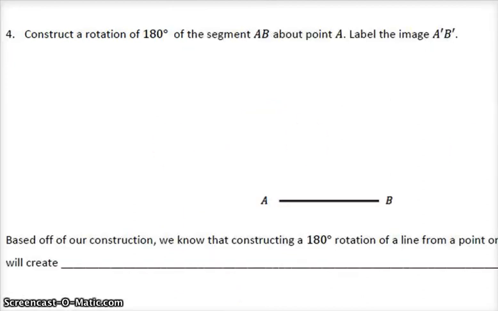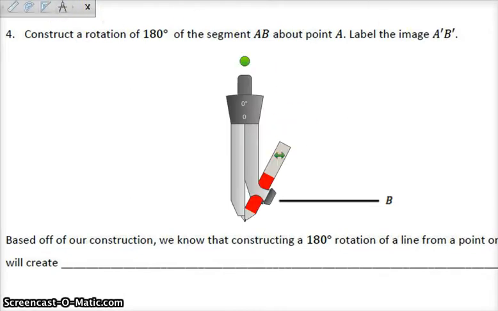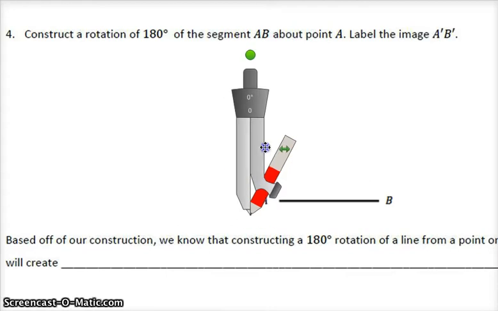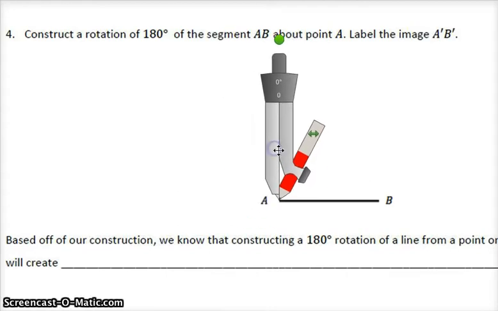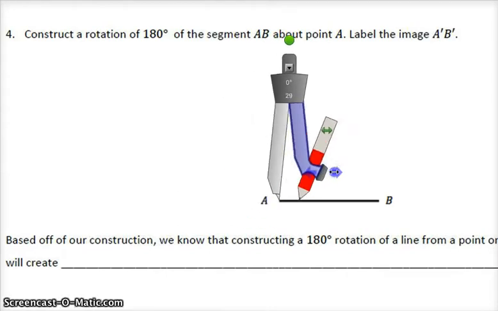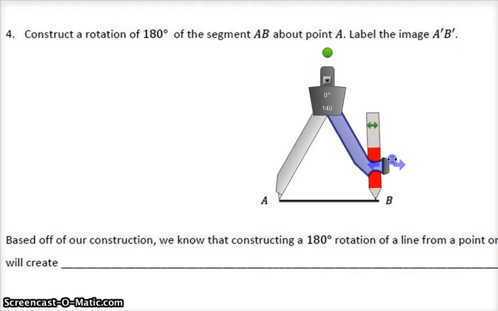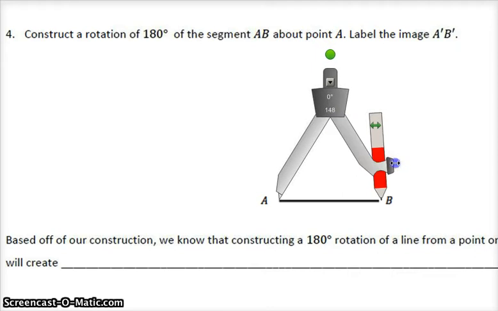Now, when I'm looking at this next screen here, we have a construction of a rotation of 180 degrees of the segment AB about point A. So remember things we know about 180 degrees, it's a straight line. We also know it's half of a circle. So the nice thing here is that we're using point A. By using point A, that is a point on the line segment. That point's not going to change. The center of rotation is not going to move at all during these, but I'll extend the full length.